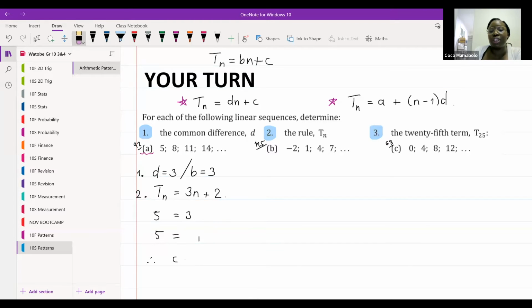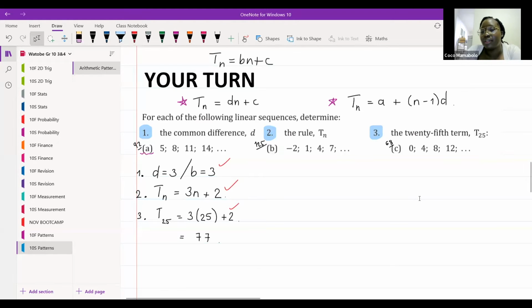Okay, then it says we need to find T25. So we're going to go into our general rule and we're just going to replace n with 25 for the 25th term. So T25 is equal to 3 times 25 plus 2, which should equal 77. All right, give me a thumbs up in the chat if you managed to get all 3. 1, 2, 3. Are we all happy? Beautiful, Funzo. Excellent, Lufuna. Well done, Kellen. Nice work, guys.